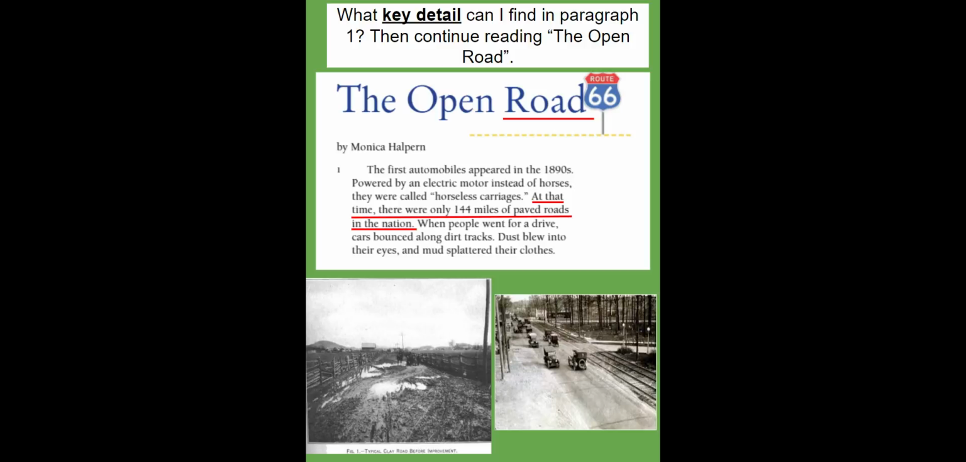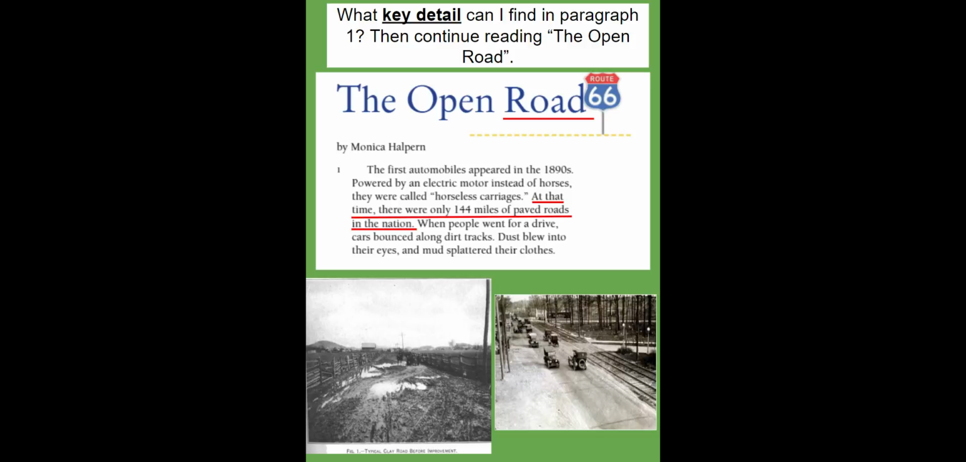Notice the two pictures below. The one on the left-hand side is a picture of an unpaved road. It's muddy and dirty and oftentimes rough to drive on. But the one on the right is a paved road. You can see that it's a more smooth surface. So that's what they mean by paved roads.